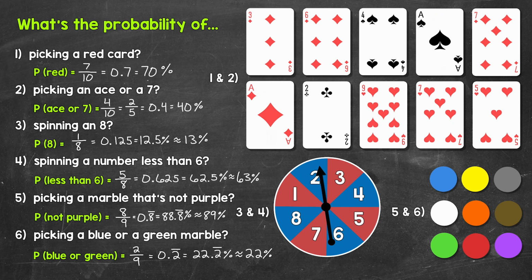For number 5, our fraction, 8 over 9. Our decimal, 0.8 repeating. Our percent, 88.8 repeating percent, which rounds to 89% if you rounded to the nearest percent. And lastly, number 6, our fraction, 2 over 9. Our decimal, 0.2 repeating. Our percent, 22.2 repeating percent, which rounds to 22% if you rounded to the nearest percent.